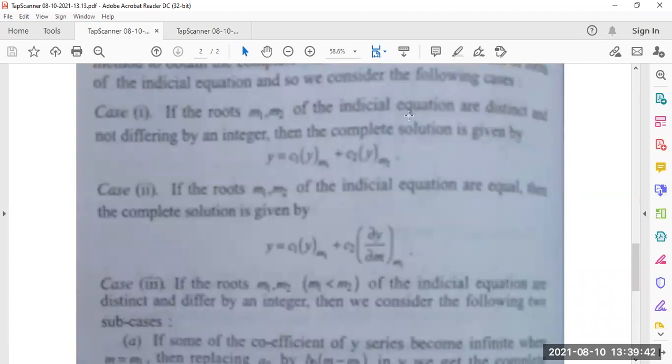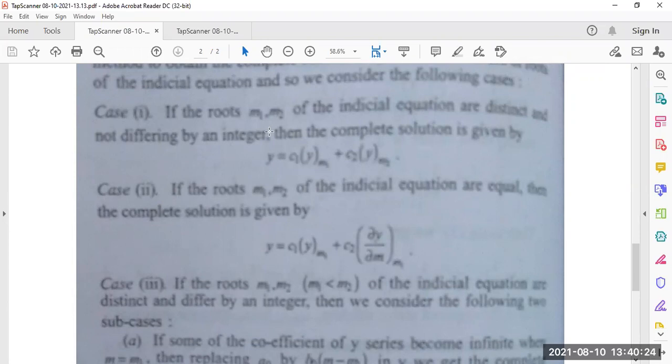If the roots m1 and m2 of the indicial equation are distinct and not differing by an integer, that means they are not equal and not differing by an integer. That means if m1 equals m, then m2 must not be m minus 1, m plus 1, m minus 2, m plus 2; one must be a fraction. If one of them is a fraction and another is an integer, then the difference between the roots is not an integer, and the complete solution is given by y equals c1 y at m1 plus c2 y at m2. Is it clear?